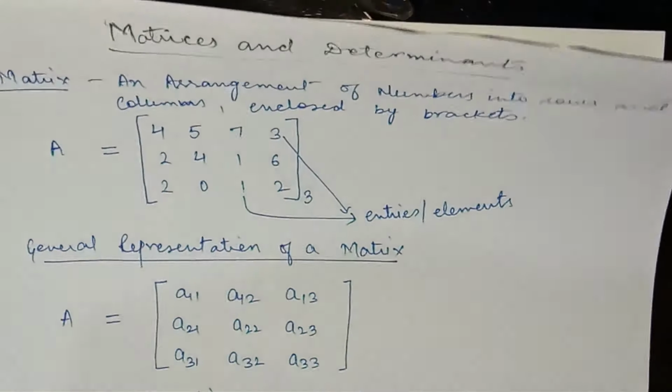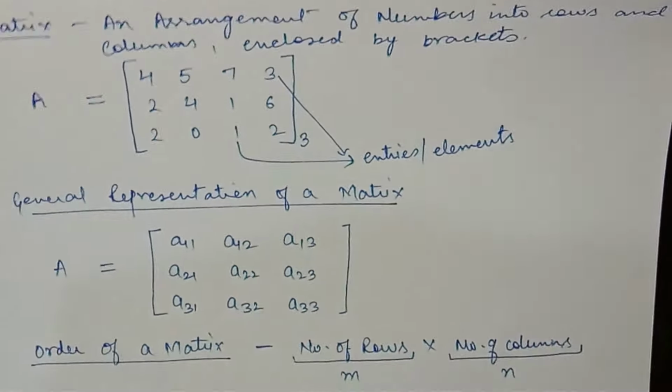Now talking about the order of a matrix, the order of a matrix basically tells us about how many number of rows and columns will be there in a particular matrix, and order of a matrix is always written as number of rows into the number of columns. Say the number of rows are m and the number of columns be n. So in this case you always have to write the order in this form, that you have to first write the number of rows and after that you have to write the number of columns.